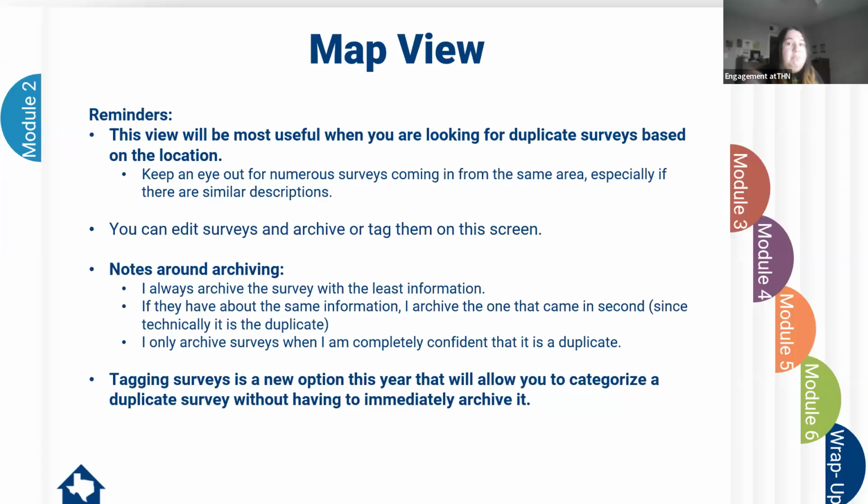So make sure to look at multiple factors such as the location, the description, look at the age, the race, and any other aspects. Tagging surveys is also a new option that I will demonstrate to you as well that will allow you to categorize a duplicate survey without having to immediately archive it.